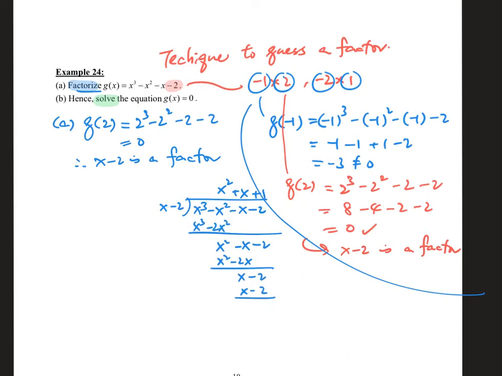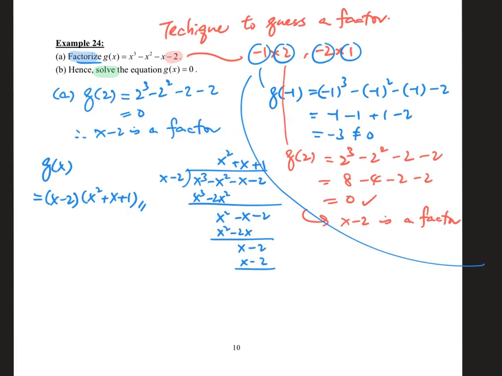Hopefully you finish the division, and finally you can see that g(x) is first the factor x minus 2, multiplied by the quotient, which is x squared plus x plus 1, and that's factorization. Moving on to part B, in which you are going to solve it, so you better start with the proper sentence first, which gives you part B: (x minus 2)(x squared plus x plus 1) equals 0.